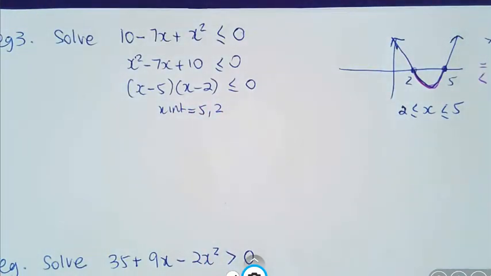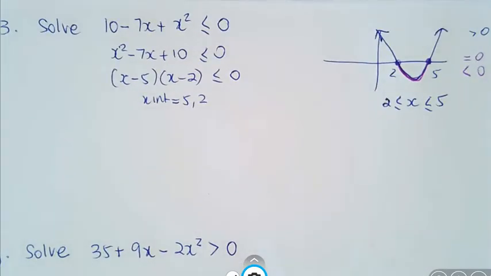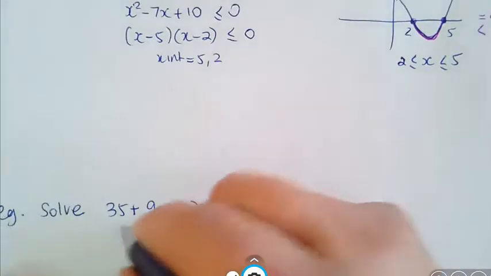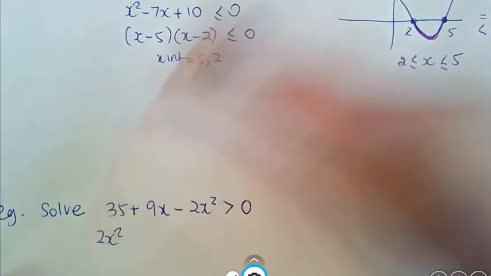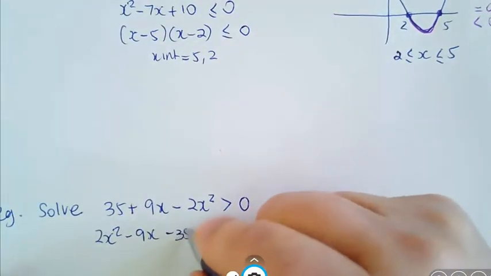Okay, the next one, if I were you, you've got two choices. You can pull the negative out at the beginning, or you can take everything over to the right and make it all positive and always draw a concave up parabola. What's it going to be? Let's take everything over to the right. So you've got 2x squared over to the right. Take away 9x. Take away 35.